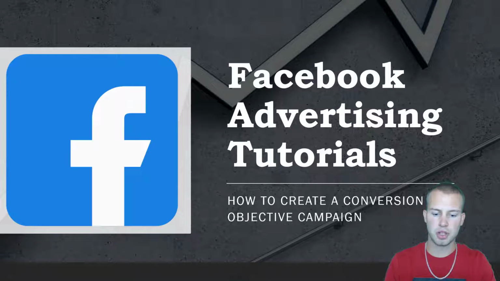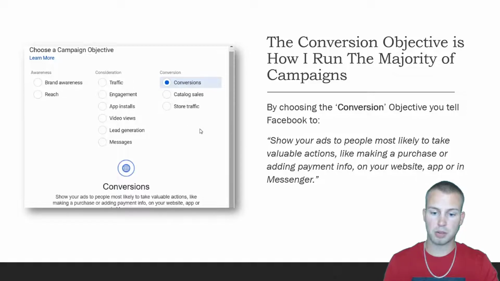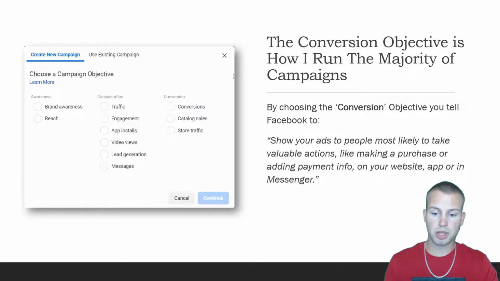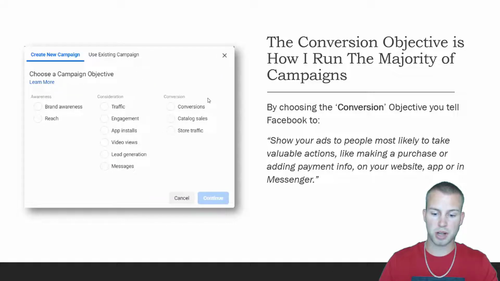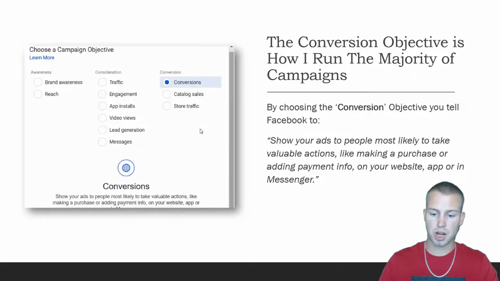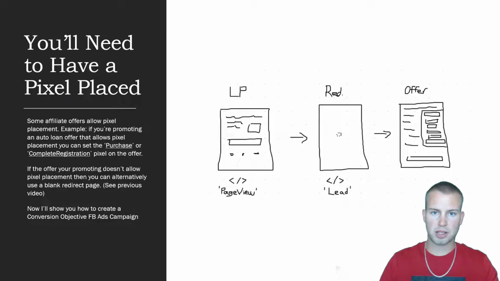And in this video, I'm going to show you how to create a conversion objective campaign using Facebook ads for affiliate marketing campaigns. So the conversion objective is how I run the vast majority of my campaigns. By choosing the conversion objective, you are telling Facebook to show your ads to people most likely to take valuable actions like making a purchase or adding in payment info on your website, app, or in Messenger. So you'll need to have a pixel placed in order to tell Facebook what to optimize for.